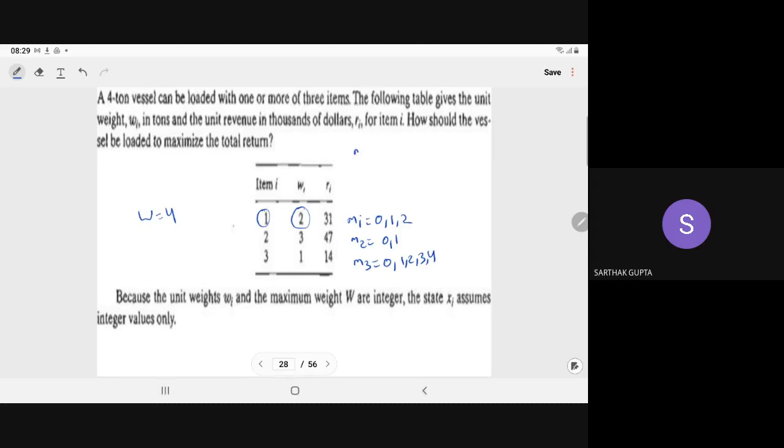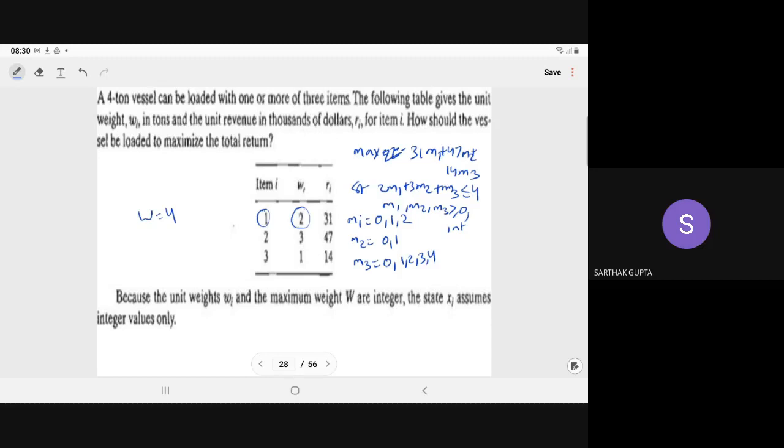What is the problem? The problem is maximize z equal to 31 m1 plus 47 m2 plus 14 m3, subject to 2m1, the total weight due to item 1, plus 3m2, total weight from item 2, plus m3, that cannot be more than 4 tons. And m1, m2, m3 are greater than or equal to 0, and they are integers, because they are items, so we have to consider integers. So it is an integer linear programming problem.